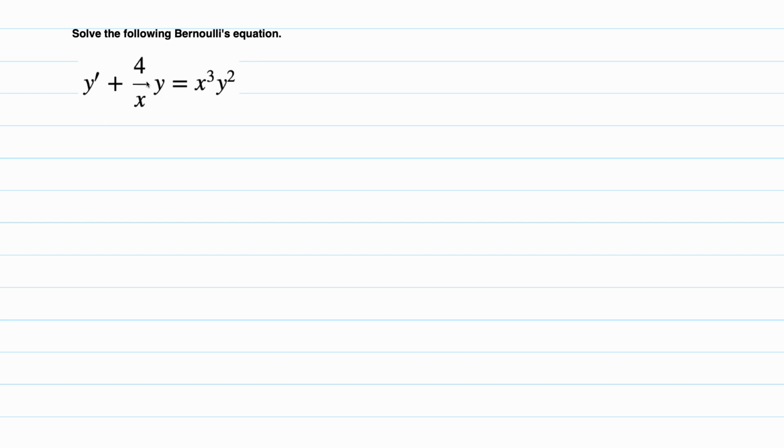Solve the following Bernoulli's equation. So Bernoulli, because this is in the following form. We know that when we have a dependent variable y and some function of the independent variable, let's say p(x) times something, plus a derivative of y with respect to that independent variable dx. If there is something, we can always divide through by that.